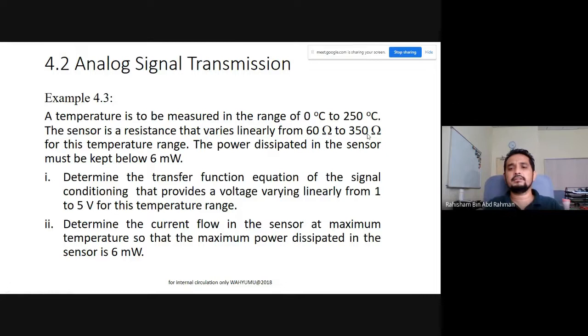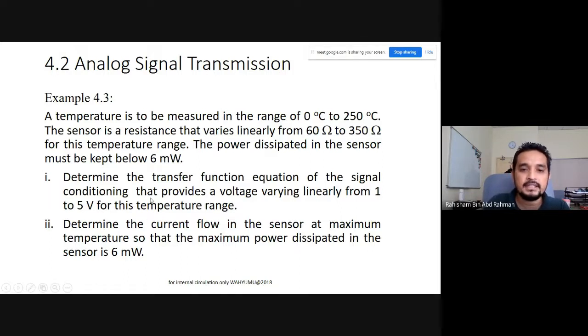So we know from here that at 60 ohms, the value will give us 0 degrees Celsius. At 350 ohms, the value will give us 250 Celsius, for this temperature range. Okay, power dissipated in the sensor must be kept below 6 milliwatt.